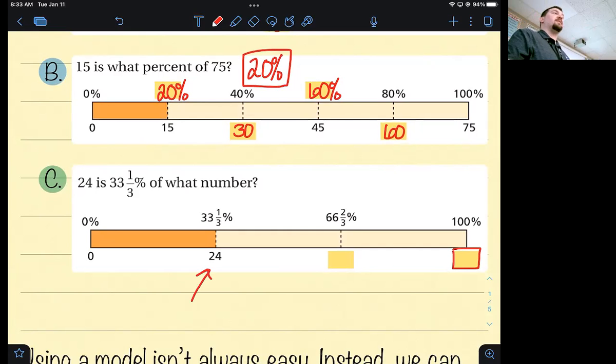If 24 is 1/3 of the way, they're counting by 24s on the bottom. What number is 2/3 of the way? 48, just counting by 24. What number is 3/3 of the way? 72. So our answer here is 72. 24 is 33 1/3%, or 1/3, of the number 72. So that's a visual representation of what we're going to be doing in class today.